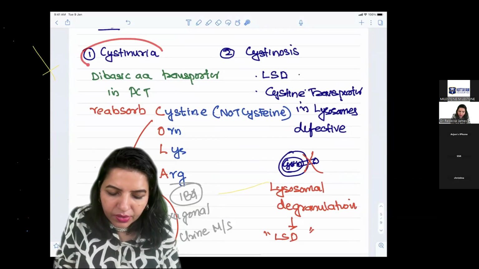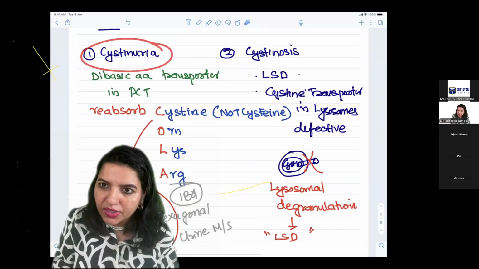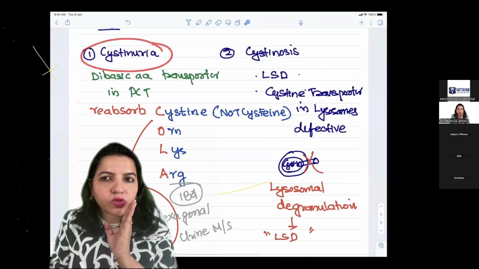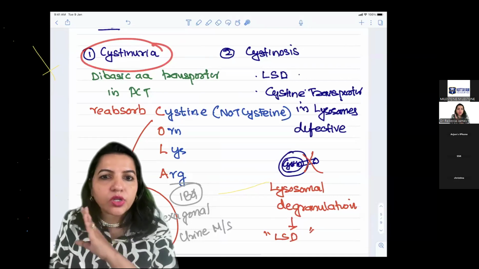Then we learned about cystinuria. It's a previous year question. Cystinosis has not been asked yet, okay? So cystinuria has been asked, but not cystinosis.